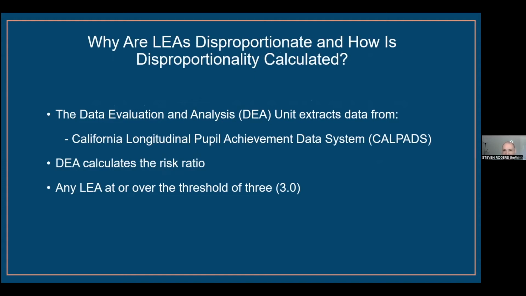Why are LEAs disproportionate and how is disproportionality calculated? So the Data Evaluation Analysis Unit, that's the unit I work for, extracts data from the California Longitudinal Pupil Achievement Data System, in case you ever cared about what CalPADS actually means. That is CalPADS' entire name. We take it and we calculate something called the risk ratio, which I'll be walking you through in a couple of seconds, really. Any LEA that has a combination of ethnicity in one of the groups that Libby just went over that exceeds a threshold of 3.0 is considered disproportionate.